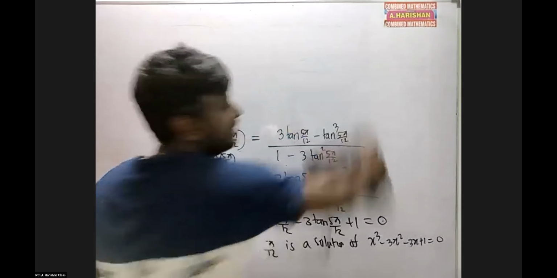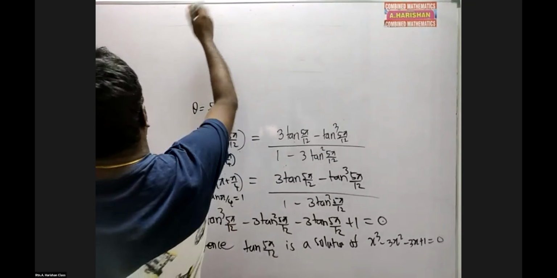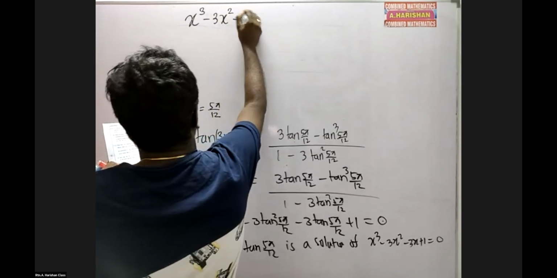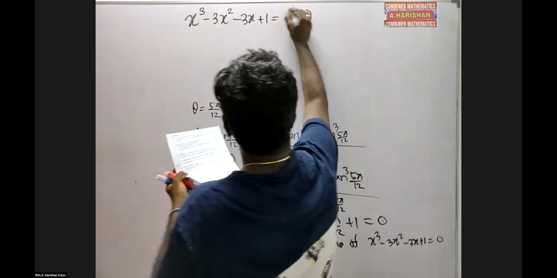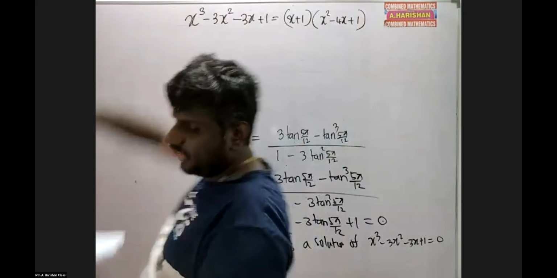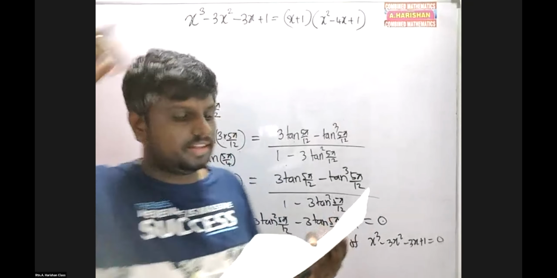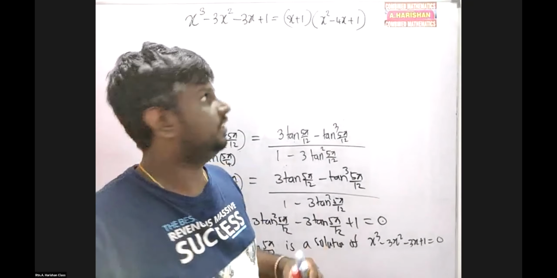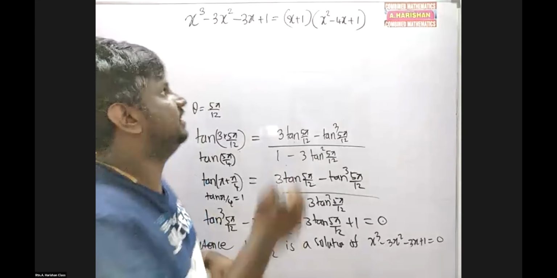So what they say, given further, okay, that's fine. x cubed minus 3x squared minus 3x plus 1 equals (x plus 1)(x squared minus 4x plus 1). So it is given to you. In that case, deduce the value of tan 5 pi by 12. Okay, so how do we answer this question? What they have done is factorize this.